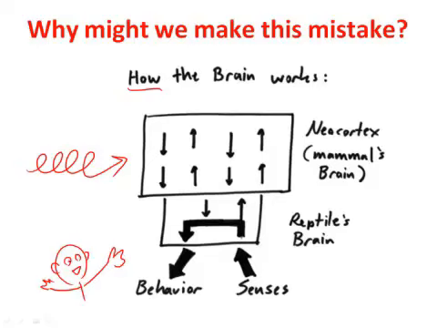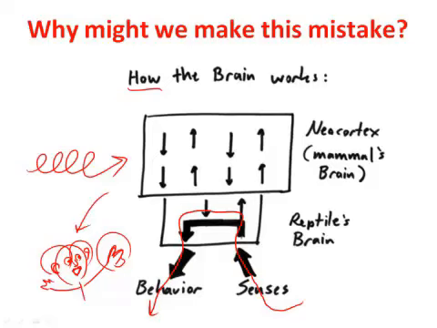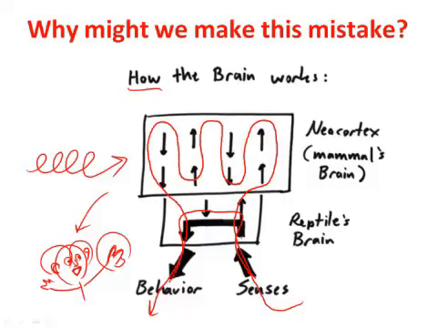So we have senses. We have our eyes, our mouth, our nose, our ears, our touch. Those senses come in through all of those sense receptors and get processed in our reptilian brain, and then we take behaviors because of that. We humans are particularly blessed because we have this very sophisticated neocortex, which allows us to do a whole lot more sophisticated processing and take a whole lot more sophisticated behaviors.